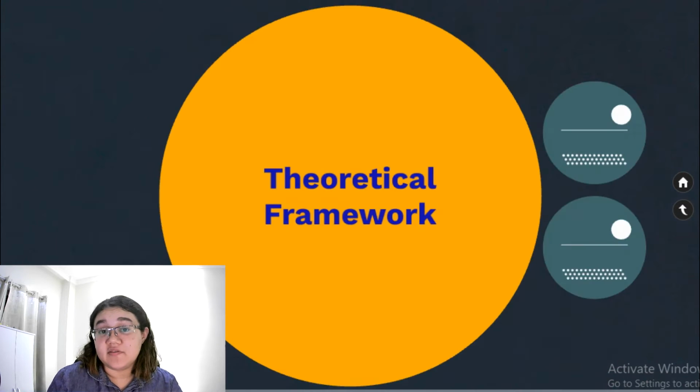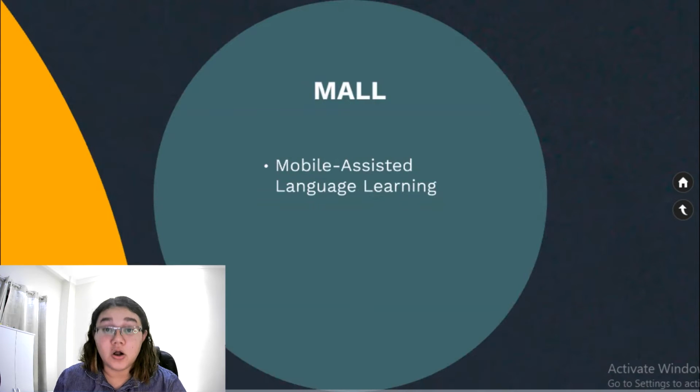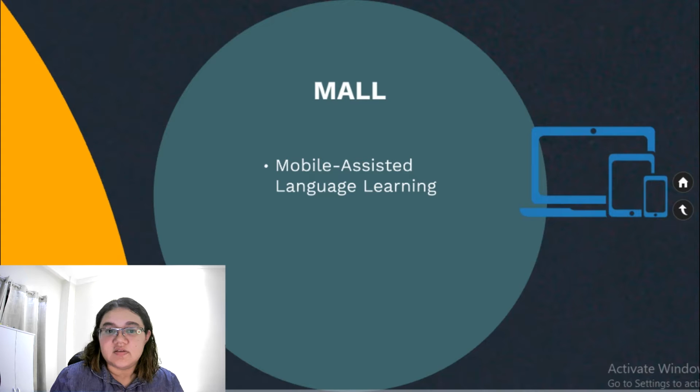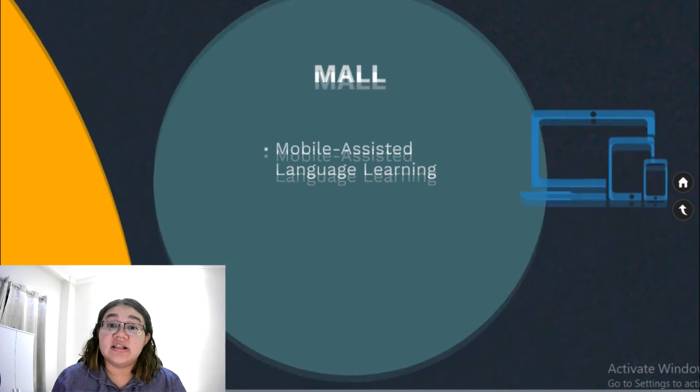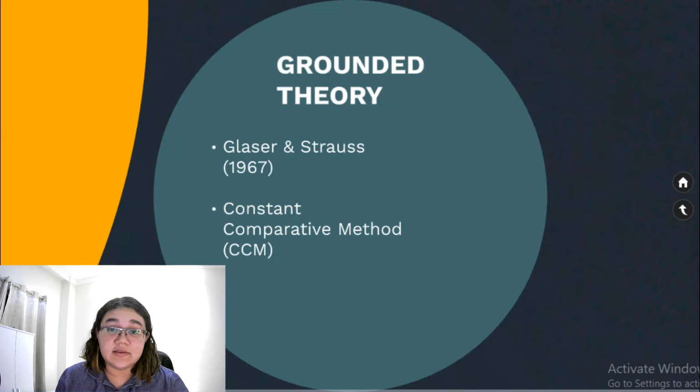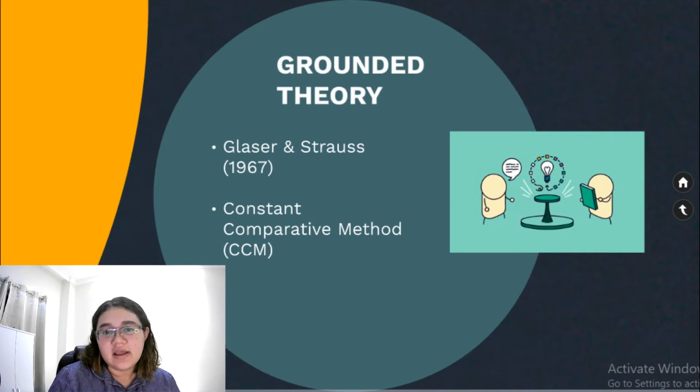Our research is based on two main concepts, which are MALL, or Mobile Assisted Language Learning, which is a field that approaches the use of mobile technology such as smartphones, laptops, tablets, iPods, and any other mobile device in a foreign language learning classroom. And the second concept is grounded theory, which was originally proposed by Glaser and Strauss in 1967, and it is both a theory and a qualitative research method in which the collected data will determine the methodology as well as helping the researcher to develop a theory.